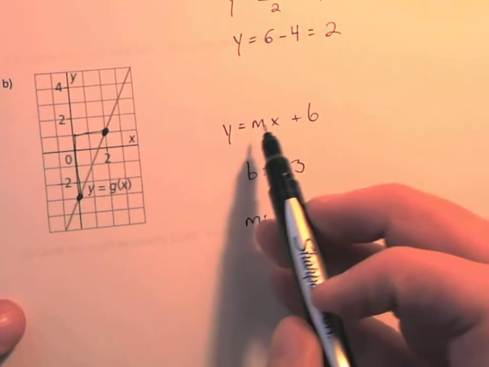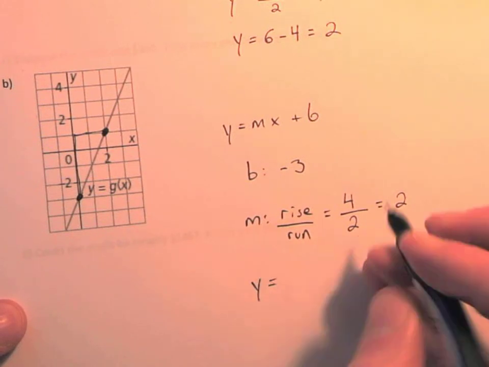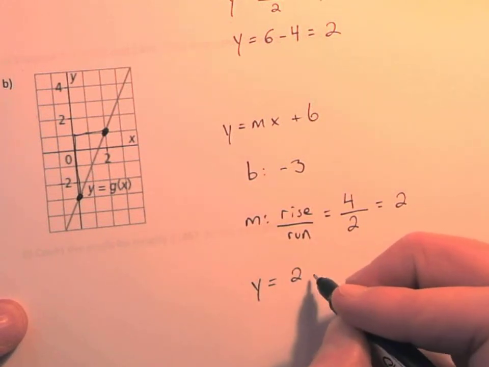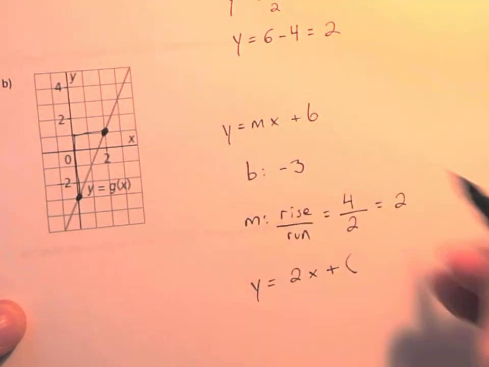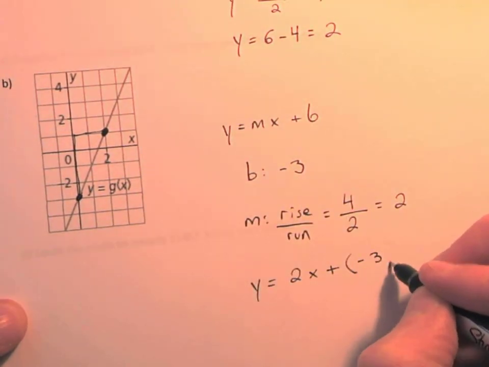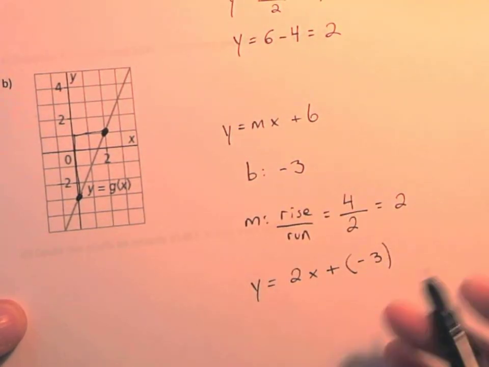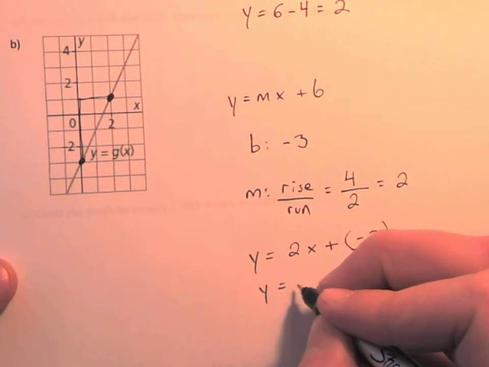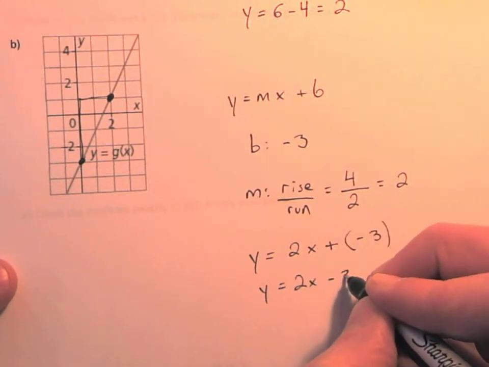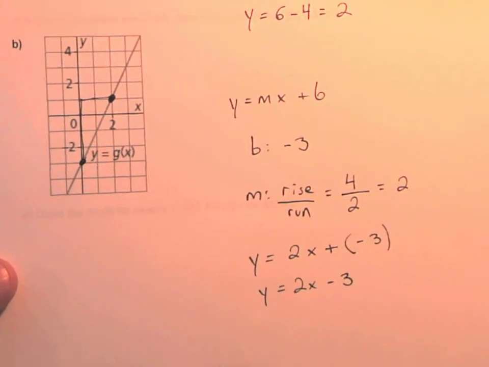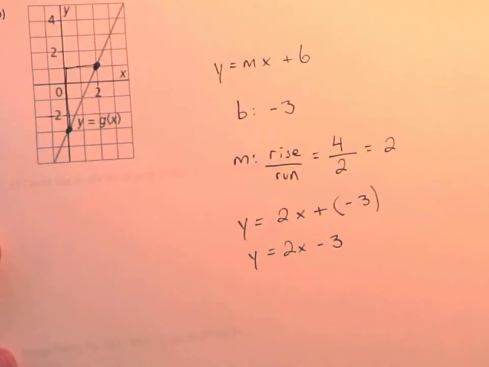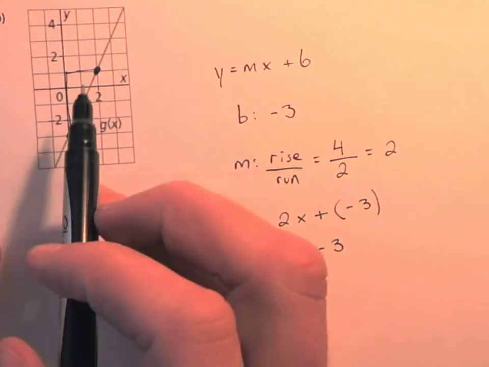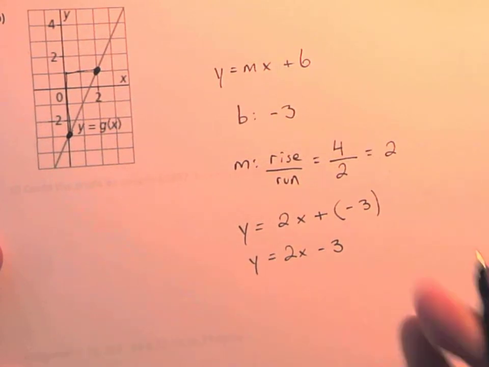So now I can rewrite it in the equation form. Our slope is 2, y equals 2x plus, and our b value is -3. And now I can simplify this by dropping the brackets and not writing that positive, because a positive times a negative is a negative. So that's the equation for this line, y equals 2x minus 3.